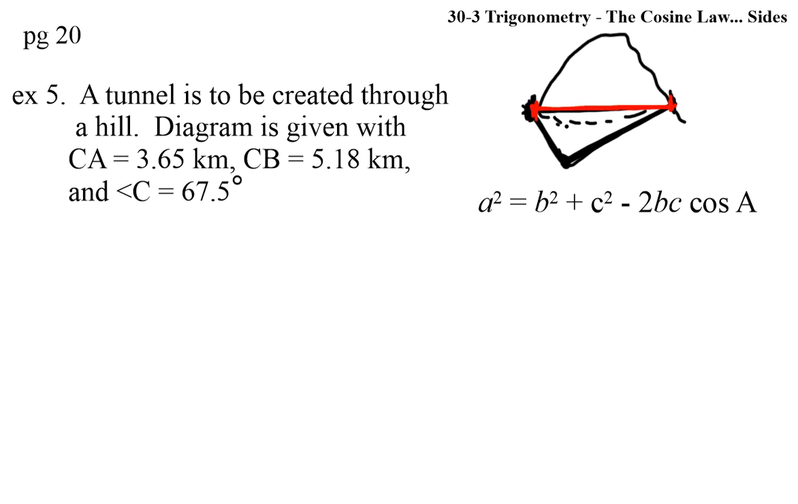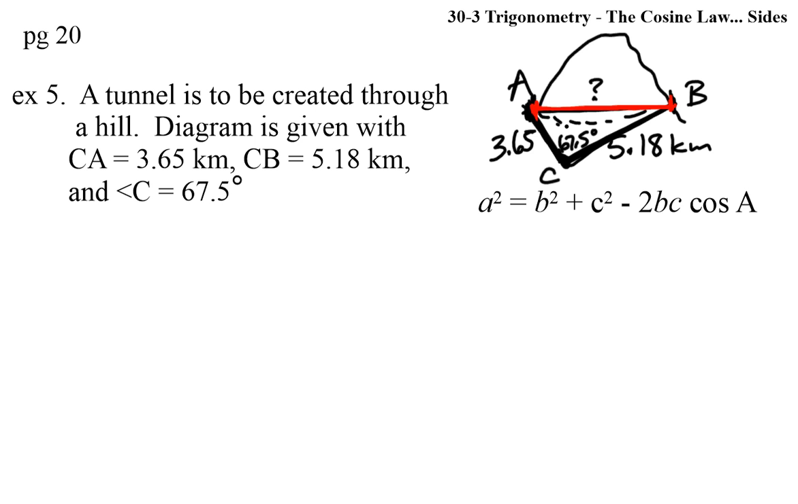And it tells us a tunnel is to be built through a hill to connect points A and B in a straight line. Point C is chosen away from A and B, away from the hill. They can get angle C to be 67.5 degrees. They can get CA to be 3.65 kilometers. And they can get CB to be 5.18 kilometers. So what do we have? We need to calculate the distance the tunnel would be.